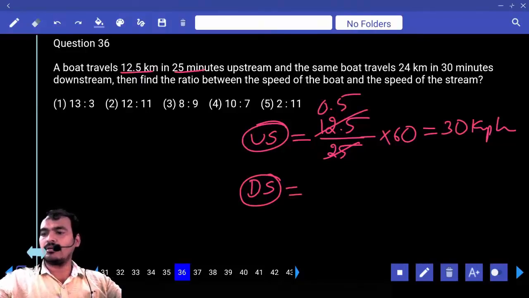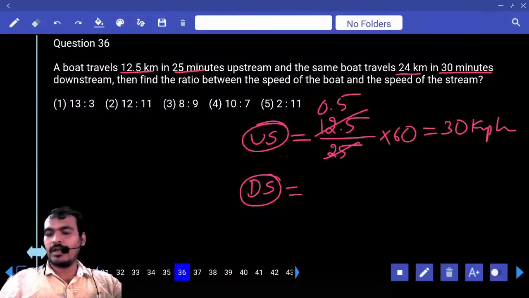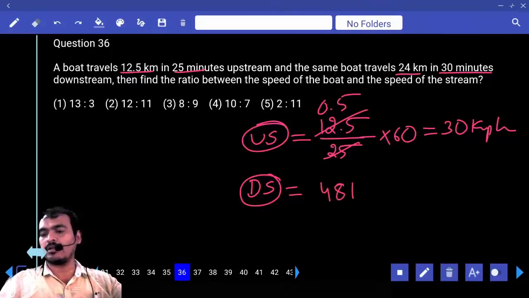Next, downstream. 24 kilometers takes 30 minutes. In 30 minutes it is 24 kilometers, so in 60 minutes it is 48. Then the downstream speed is 48 kilometers per hour.